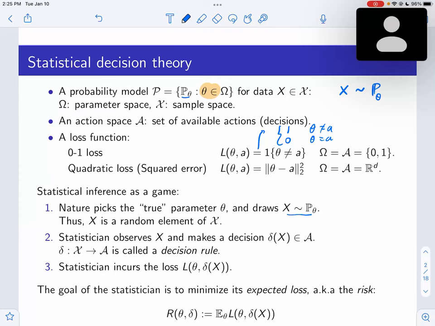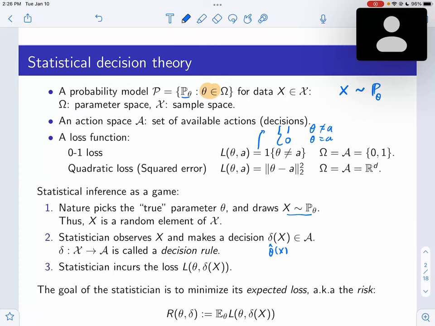The framework is general, so the action space could be very different from theta, and this can model other situations. But in this class, the action space for us is usually the same as theta, and the action has the same meaning as theta. It's an estimate of theta, which you can think of as theta hat of X if you want. Okay, sounds good so far. Questions?